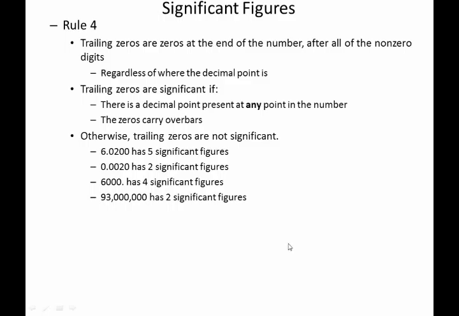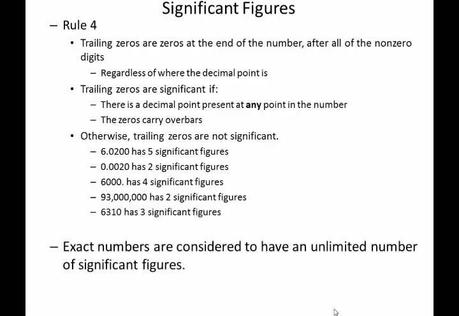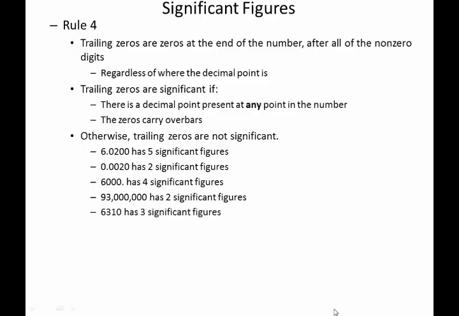So 40 has only one significant number, because the 0 with no decimal point is not significant. This one, 9310, 3 significant figures. The 9, the 3, and the 1 are all significant. The 0 is not.